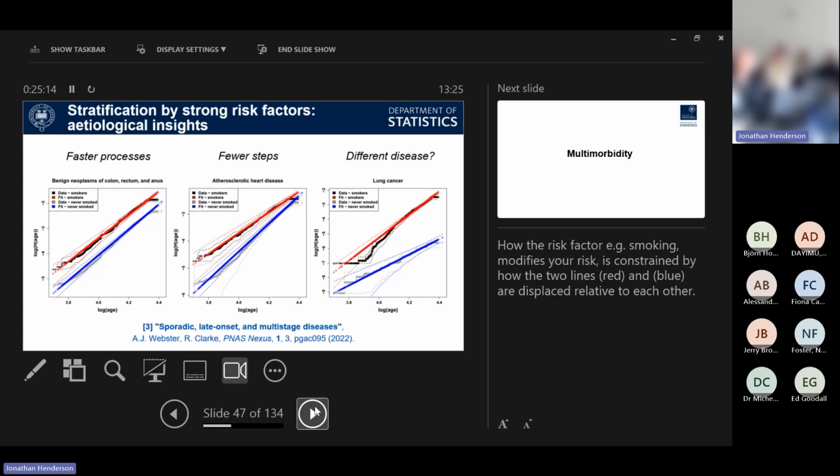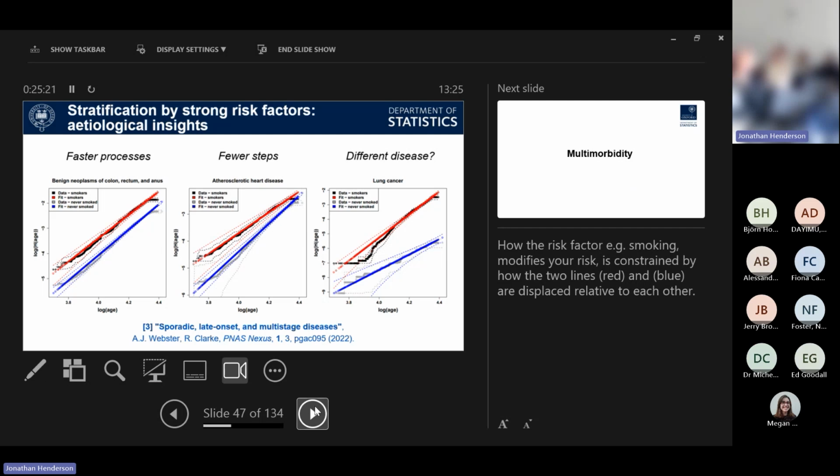In the middle here, the red curve has moved upwards, but it's also reduced in slope. And that's exactly what you'd expect if smoking was increasing the rate of the processes in one of the steps to such an extent that it's no longer rate limiting. So you're reducing the number of steps in the disease process.